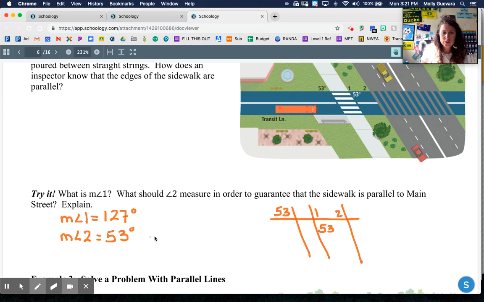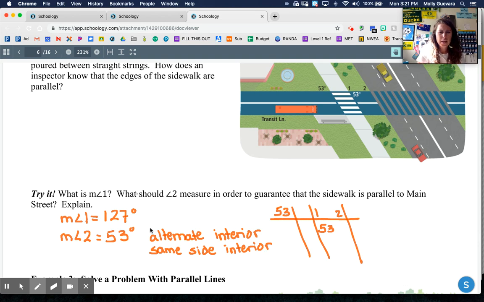Or you could use alternate interior angles, or you could use same side interior. Either one of those would probably make the most sense here. Whatever helps you think about it is fine. Okay, but if the measure of angle 2, right here, is 53, then I am guaranteed that the sidewalk and the street are parallel to each other.